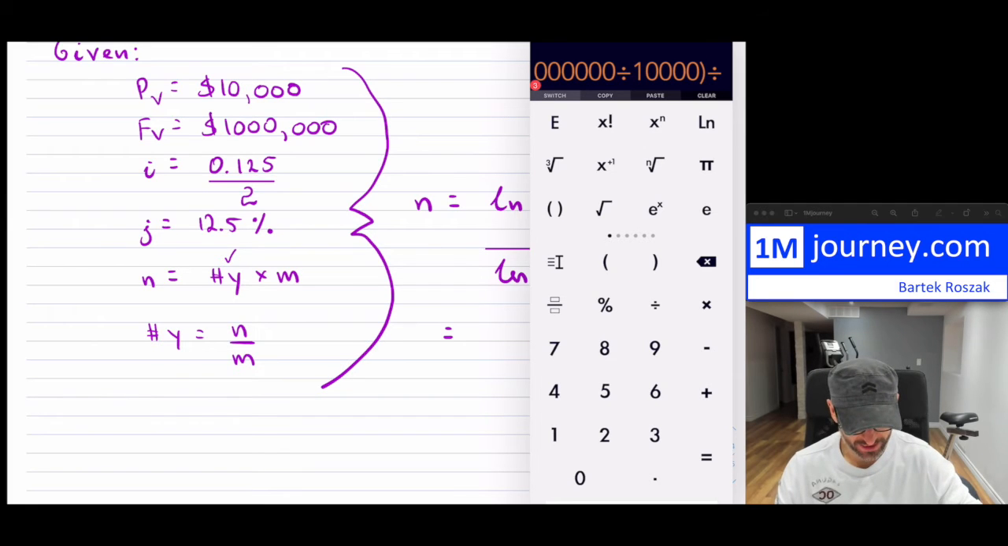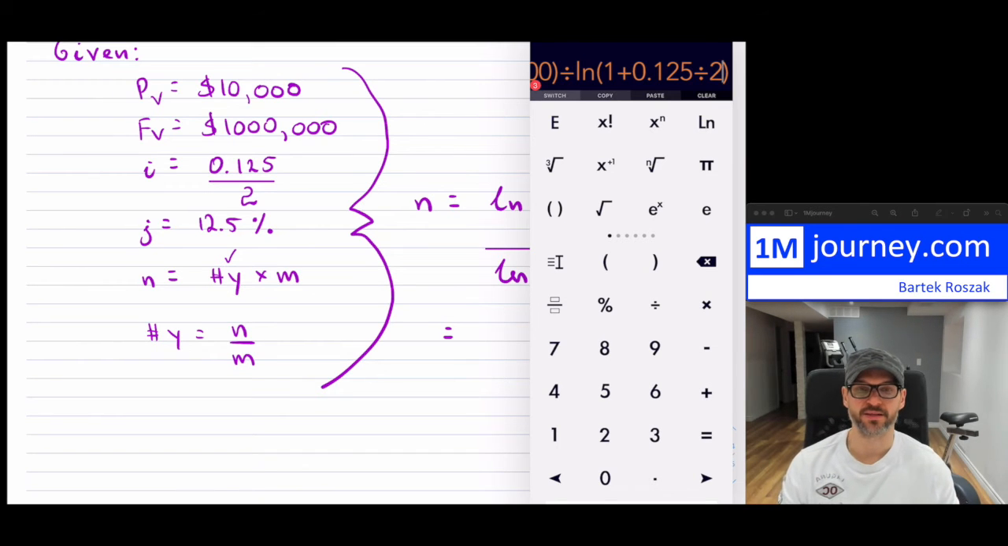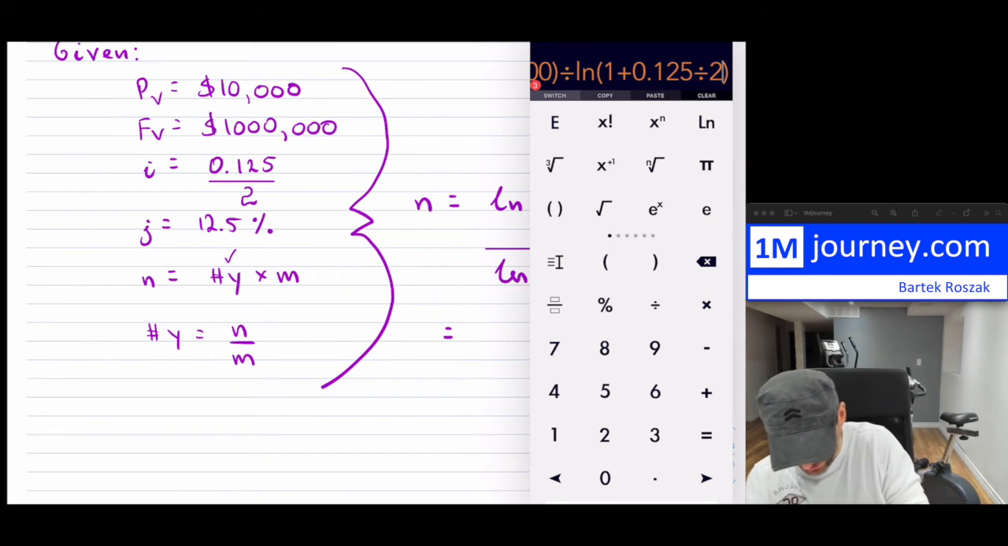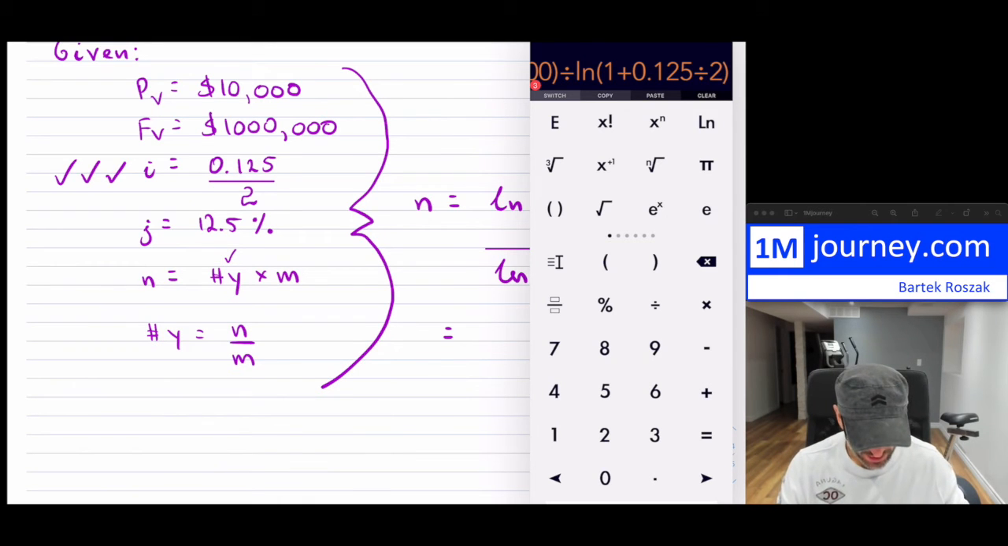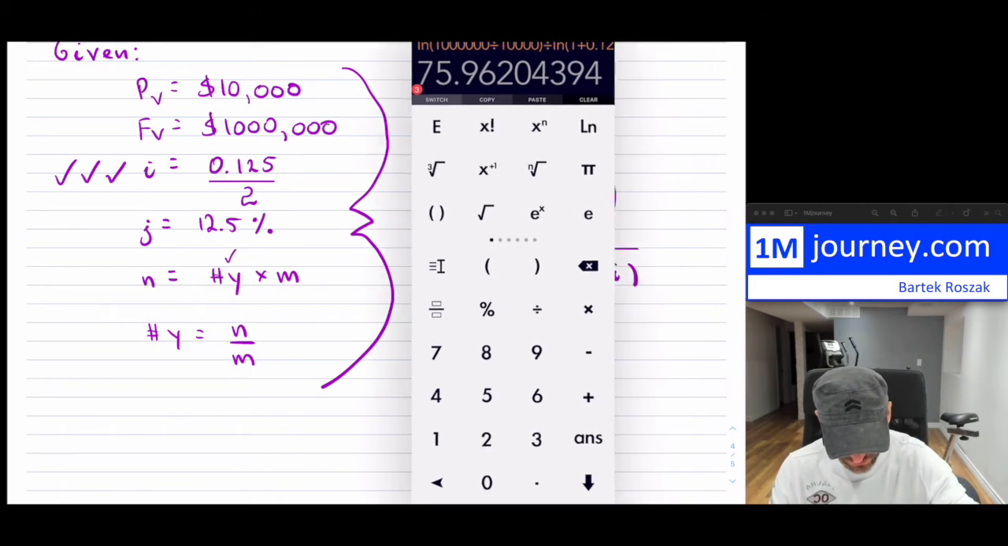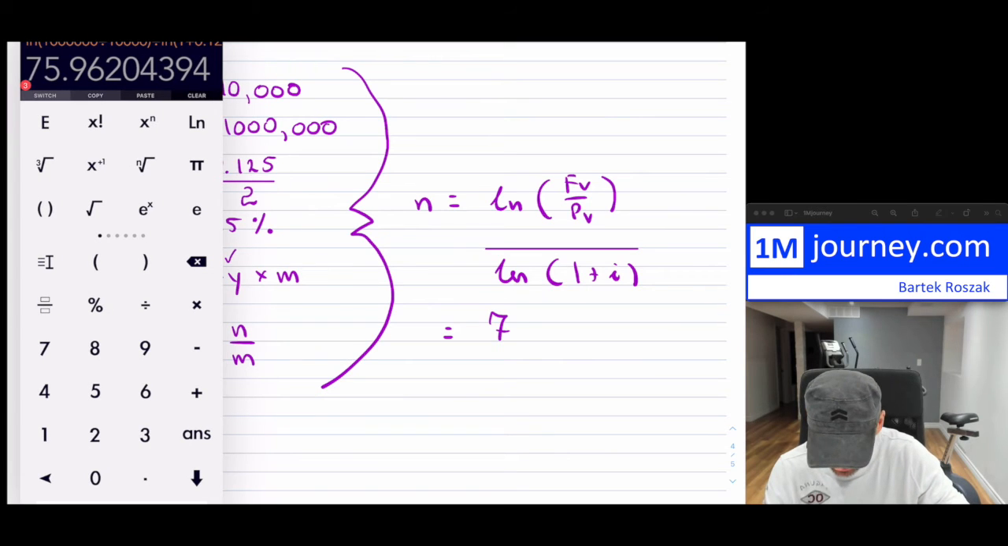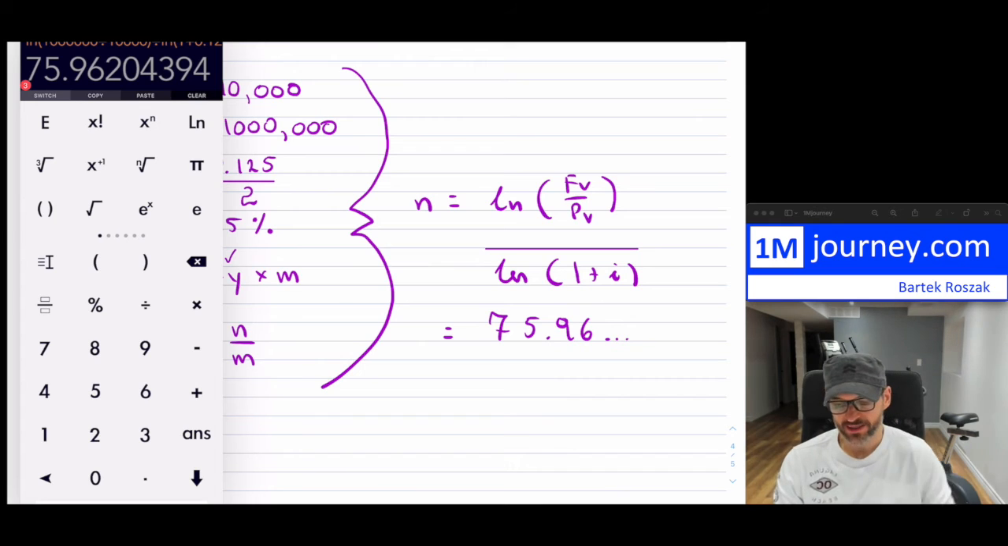Then we're going to divide this by ln. And it's going to be, so this is 1 plus, now it's 0.125 divided by 2, because I is right here. So that's what we have there. And I would just hit equals. So that's going to be 75.96 and so on. Now let's keep in mind that this is the number of terms, and that's semi-annually.